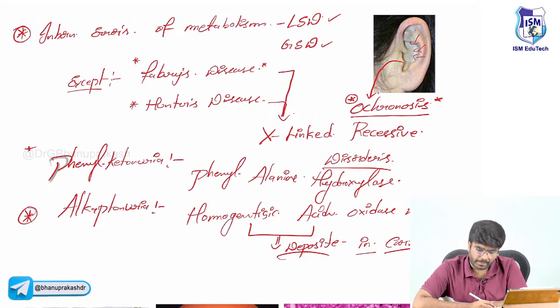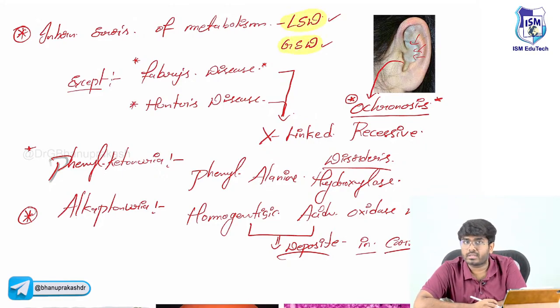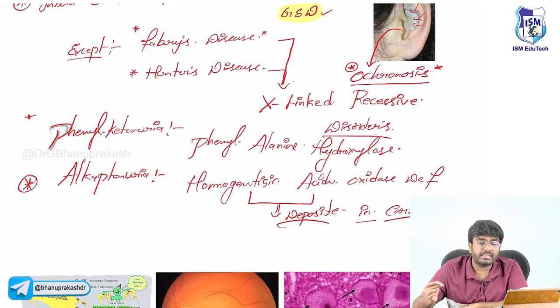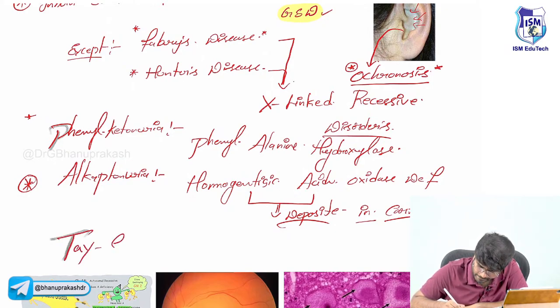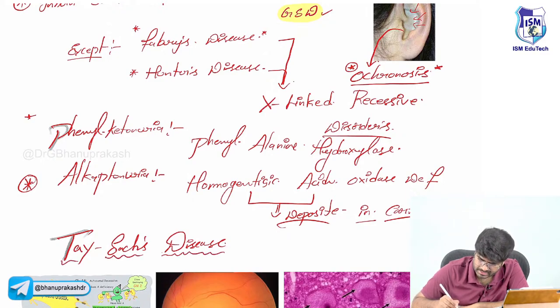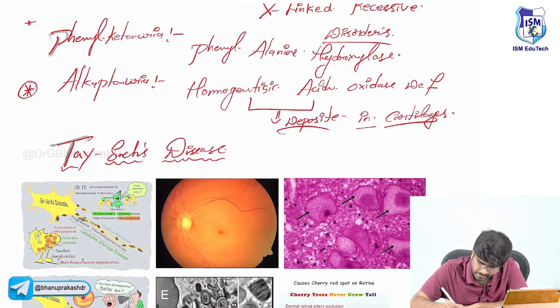In the beginning itself, I have told you something. All the lysosomal storage disorders and all the glycogen storage disorders follow what? They follow the autosomal recessive inheritance pattern. The first disease I'm going to discuss here is Tay-Sachs disease. I found beautiful images from the internet. In Tay-Sachs disease, what is the enzyme deficiency?